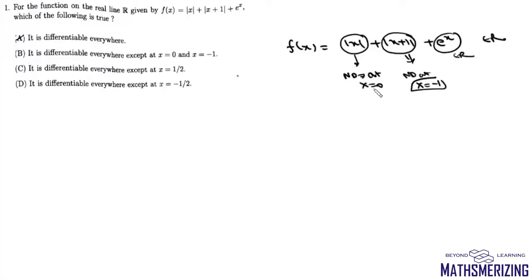Now at x equal to 0, the other two are differentiable, but this function is not differentiable, and at x equal to minus 1, this mod x plus 1 is not differentiable. So this entire function f(x) is not differentiable at x equals 0 and x equals minus 1. So the answer to this question is, it is differentiable everywhere except at x equals 0 and x equals minus 1, and that's your option number B.